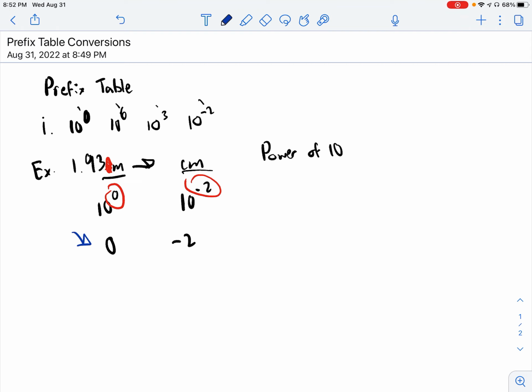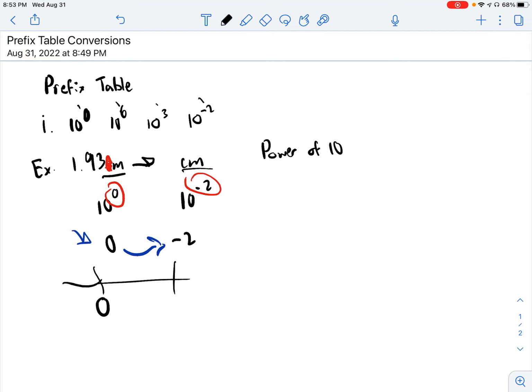This is significant because when we are moving our decimal in conversions with prefixes, you're always going to go from the big number to the smaller number. Always from the big to the small. Knowing that, our next step is to determine how far our decimal needs to move. You can throw this on a number line: 0, negative 1, negative 2. Notice there is a change of 2 numbers, so we should move our decimal 2 times.